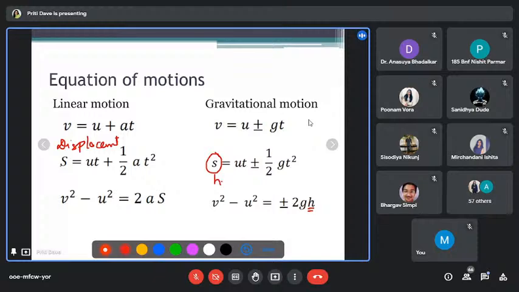Alright. So h is equal to ut plus half gt square, and v square minus u square is equal to 2as. So v square minus u square becomes plus or minus 2gh, because this is acceleration due to gravity. You must remember these equations, because in your entrances most of the questions are based on this formula. So I hope that you are noting it down. All right.